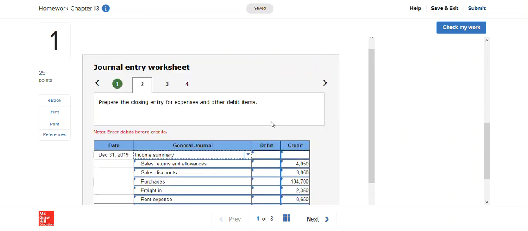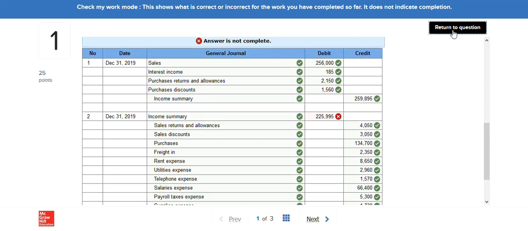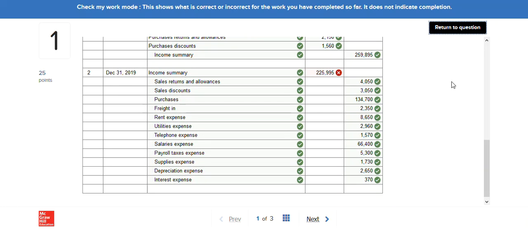And hopefully I added those right. I got $225,995. Let's make sure. Nope, evidently I can't add today. Let's try that again.